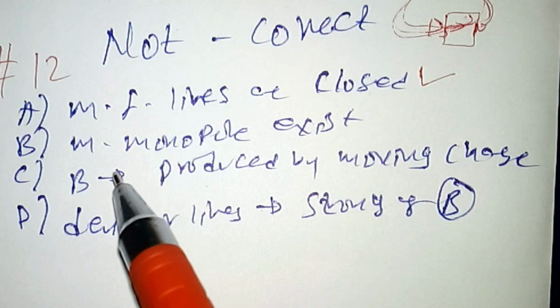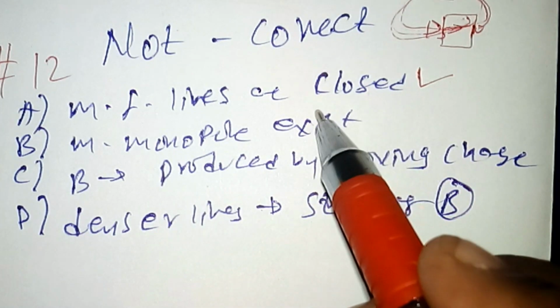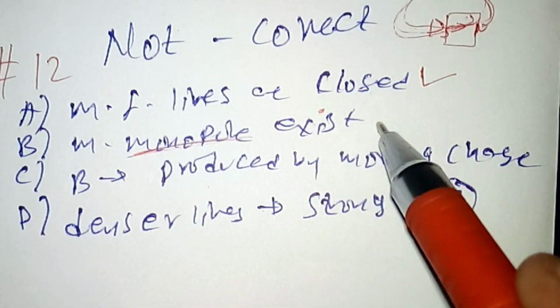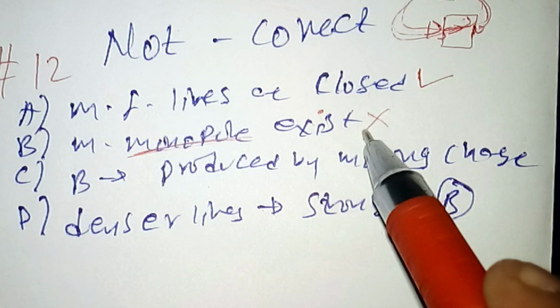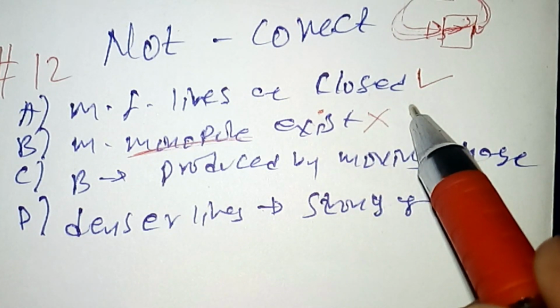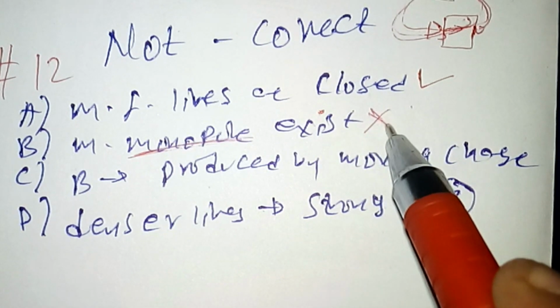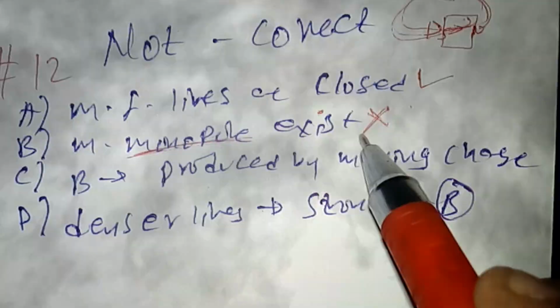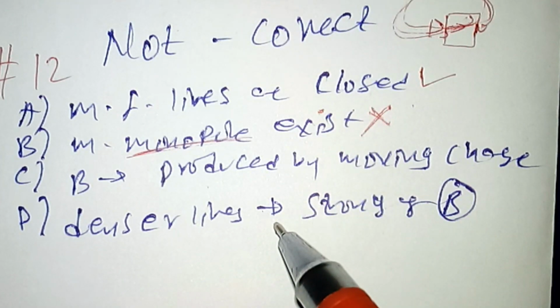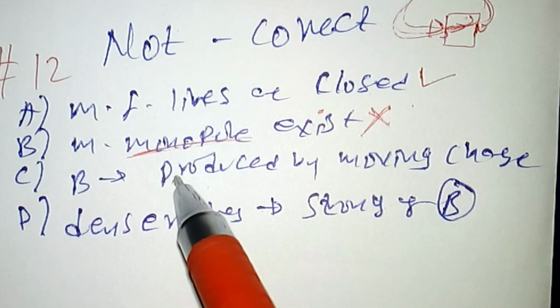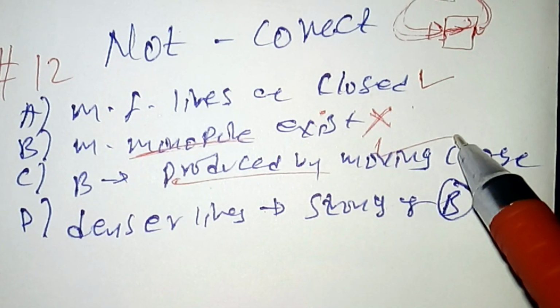Alternative B says magnetic monopole exists. This is not correct because magnetic poles always exist in pairs, that means north and south. So magnetic monopoles do not exist. C says that a magnetic field is produced by a moving charge. This is true because a magnetic field is always the result of moving charges.